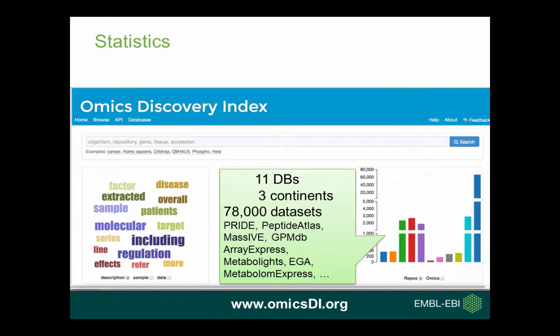And this is the current status in terms of numbers. We are indexing 11 databases from 3 continents with altogether 78,000 data sets. And these come from proteomics, metabolomics, transcriptomics. And we also include EGA as the only resource which is protected access. EGA, the European Genotype Archive, is the European equivalent of dbGaP. And so we can also test how does it work if you have only the metadata accessible, but not the data itself.